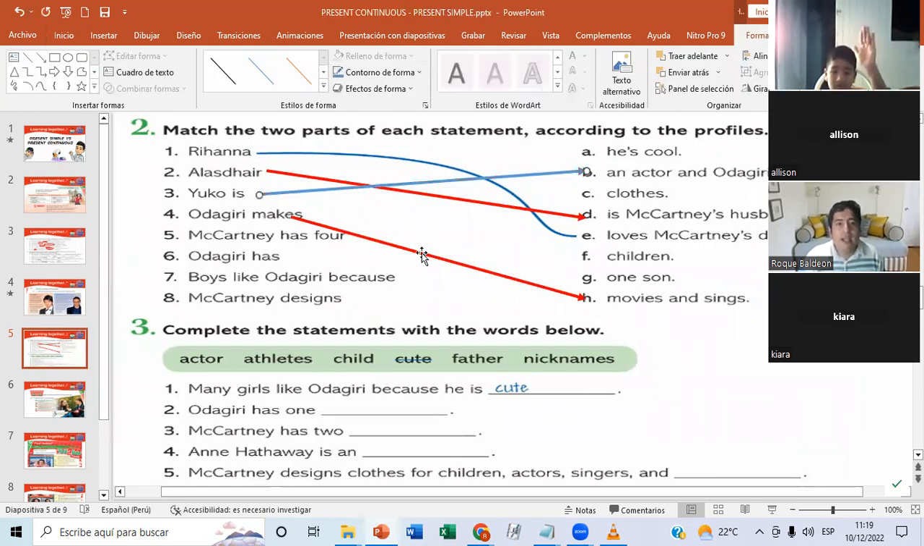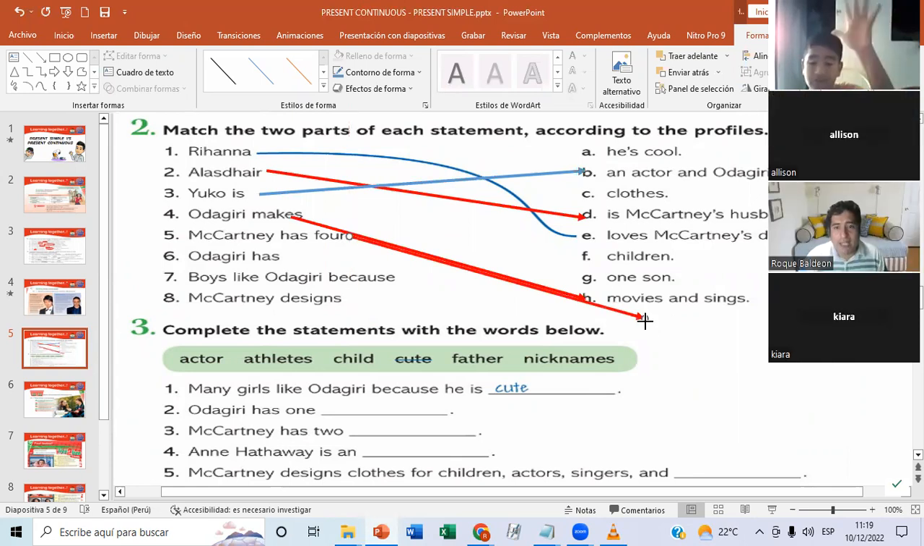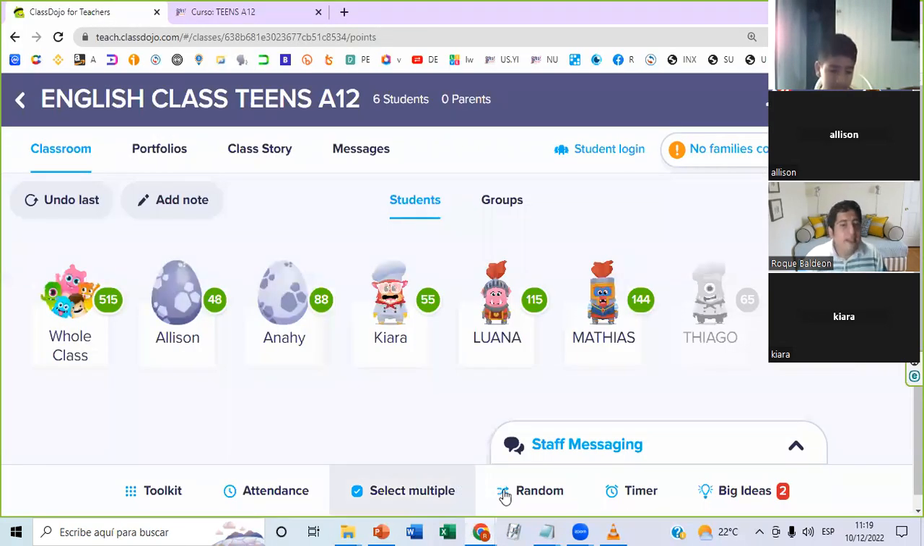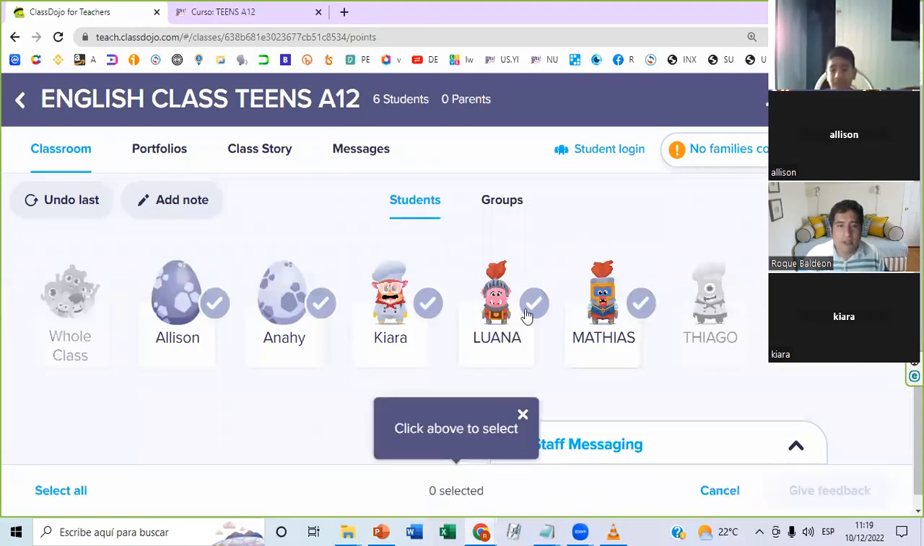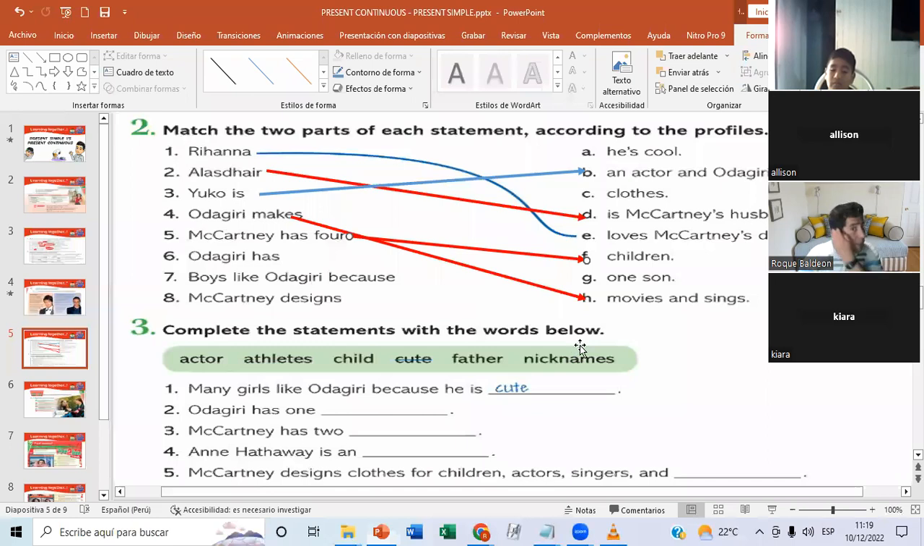Good. Awesome. Let me check. Come on. Here we go. McCartney has 4. McCartney tiene 4 qué? Children. Good. Awesome. Very good. Alison, Matías, and Luana said children. That's it. Very good. Imagínate, four children, tener cuatro hijos. Oh, my gosh, Matías se muere, ¿eh? Four children, my gosh. Very good.